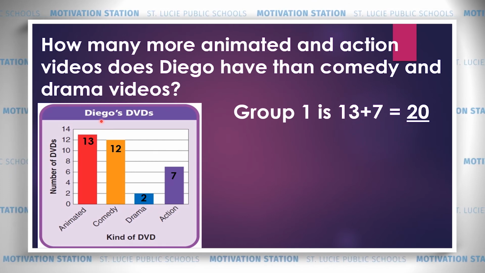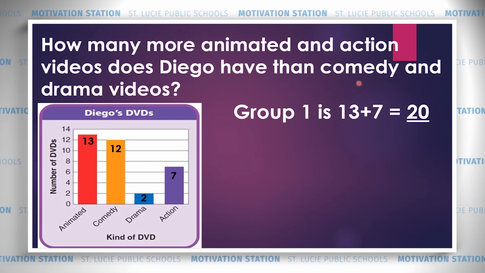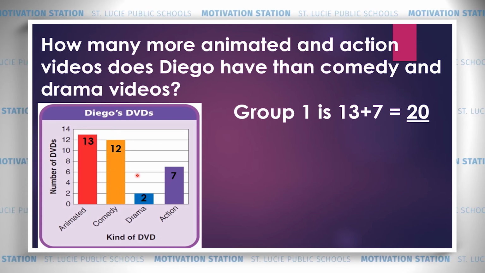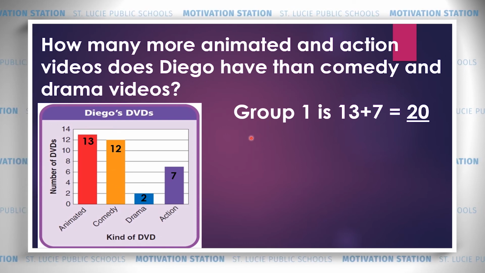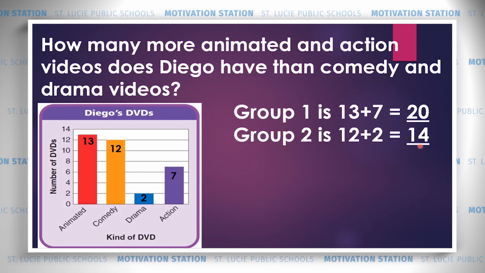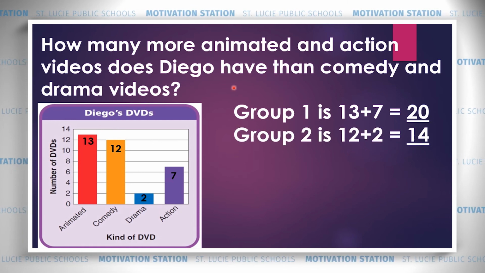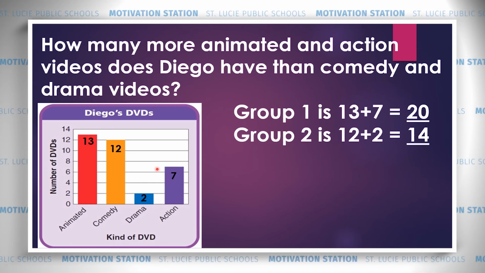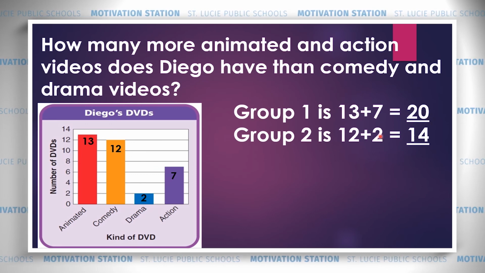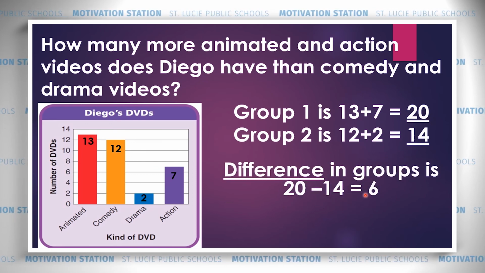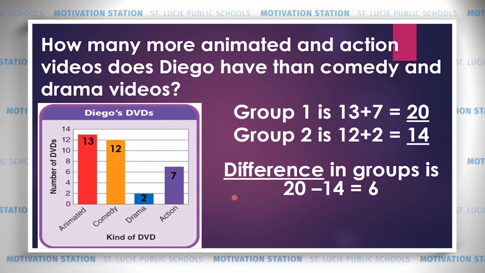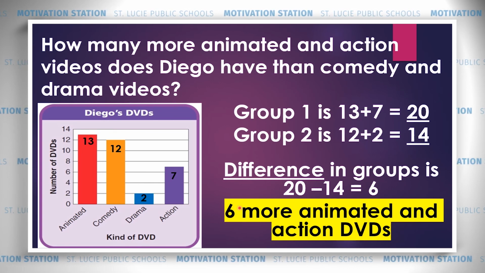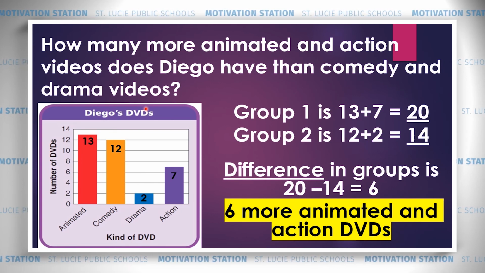Let's see what group 2 has. Group 2 has comedy and drama videos. Comedy is 12 videos and drama is 2. So group 2 is 12 plus 2 is 14. And the second step is that we have to find the difference between group 1 and group 2. Group 1, 20, minus group 2, 14, is 6. So Diego has 6 more animated and action DVDs than he does comedy and drama DVDs.